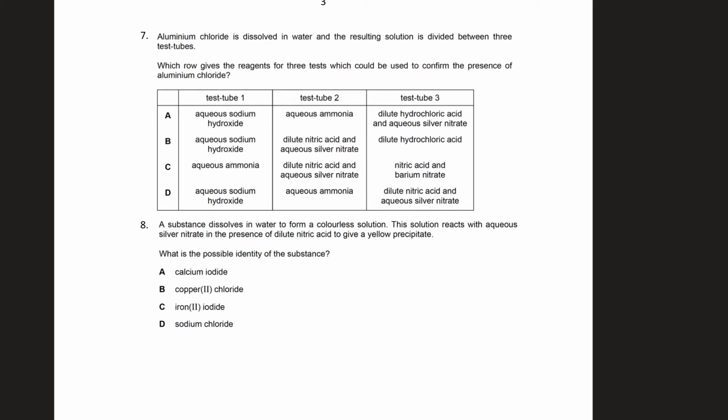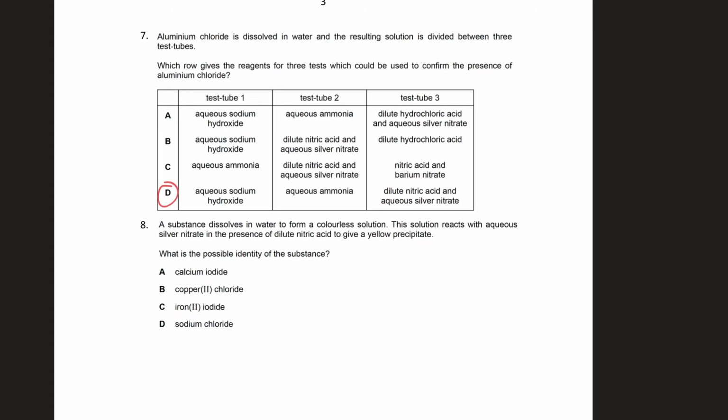Now you can't add hydrochloric acid because that will produce chloride itself and that will be tested positively by silver. So you can't use hydrochloric acid, but you can use other acids. Usually we use nitric acid because it does not produce a precipitate. So based on that, we need sodium hydroxide, aqueous ammonia, and nitric acid and silver nitrate, which is going to be D.